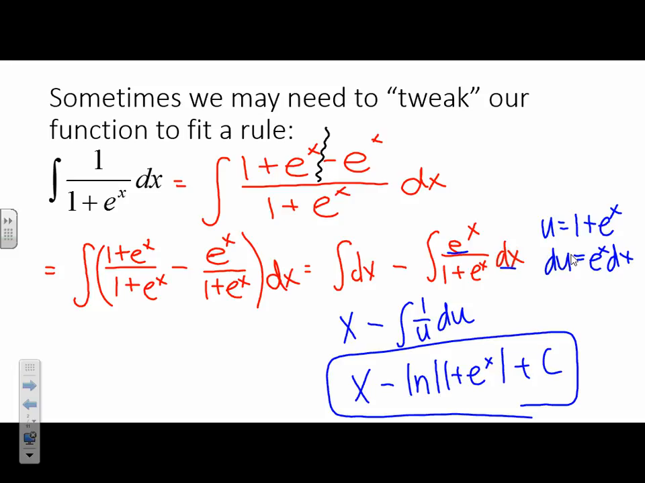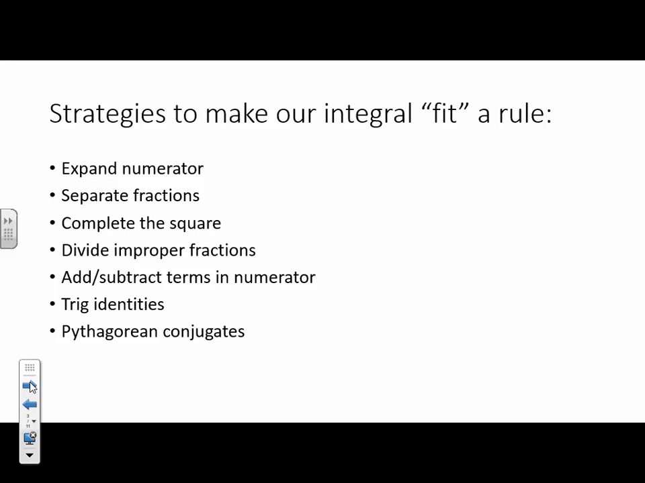Okay, perfect. So here is a list of strategies that we can use. These are just basic algebra concepts that you have learned over the course of the past 3 or 4 years. Okay, we can expand the numerator. That's what we just did. Well, no, that's not what we just did. Expand the numerator, like multiply things out. Okay, we can separate fractions. So if there's adding or subtracting in the numerator, you can split up the fractions.